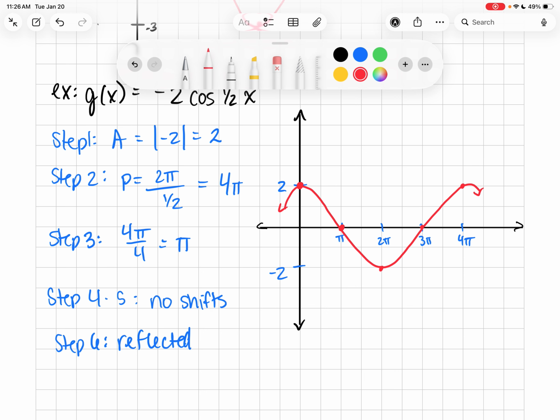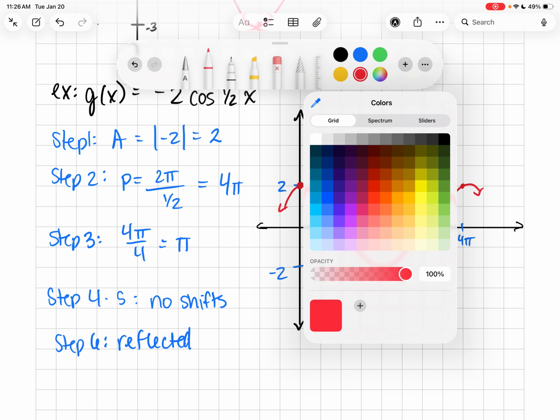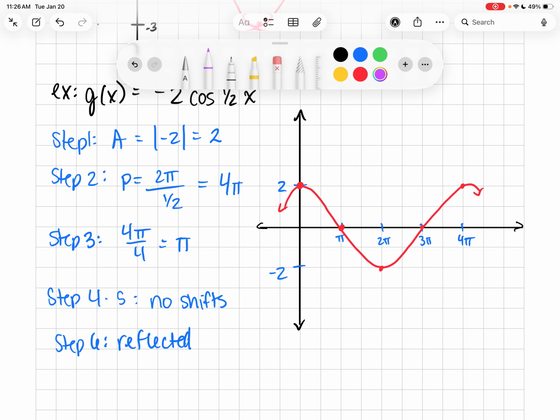So, find another color. Anyways, so this point goes from up here at +2 to down here at -2. Then we have this at pi. That one stays. This one that was down here at -2 goes up here to +2. The one at 3 pi stays. And then the one up here at +2 at 4 pi goes down to -2. And then my V just goes basically the opposite way.